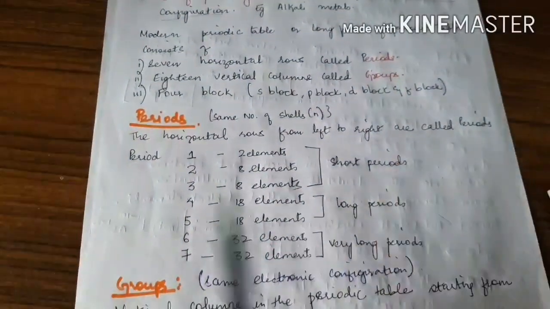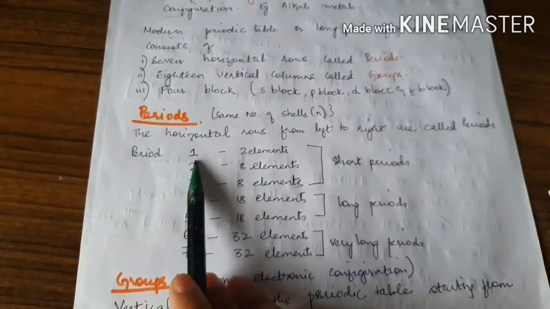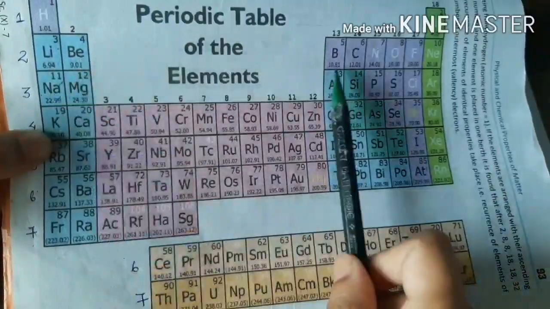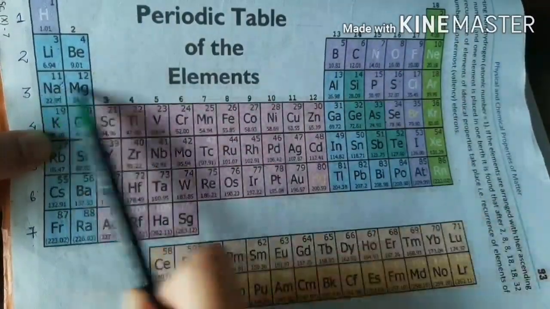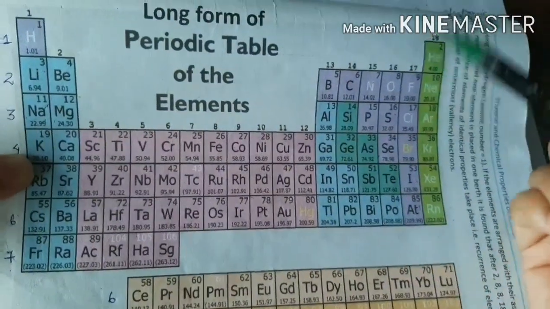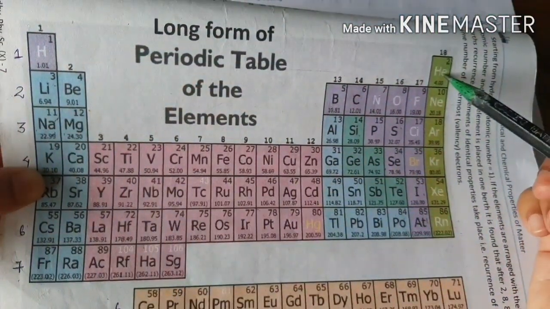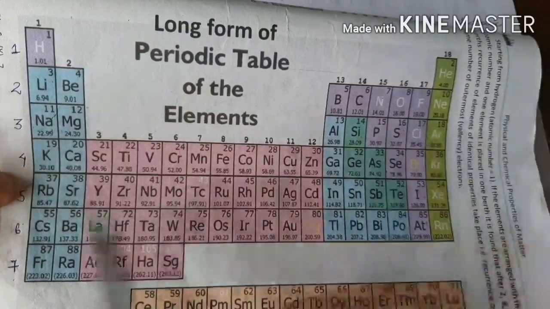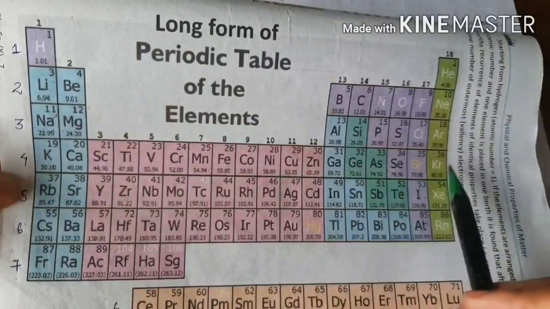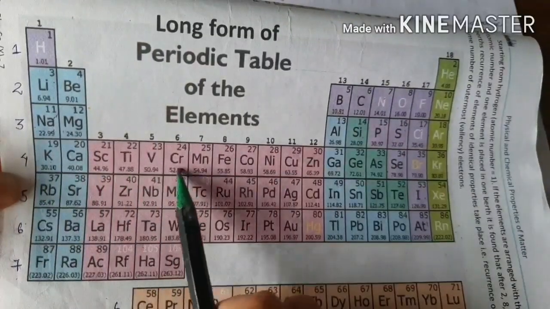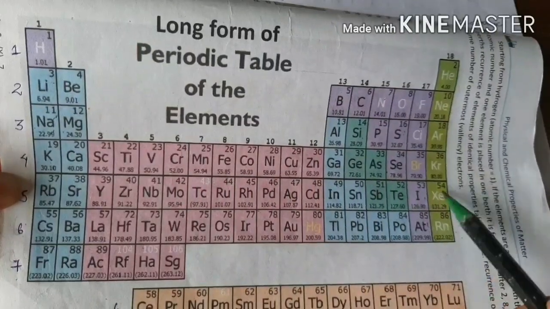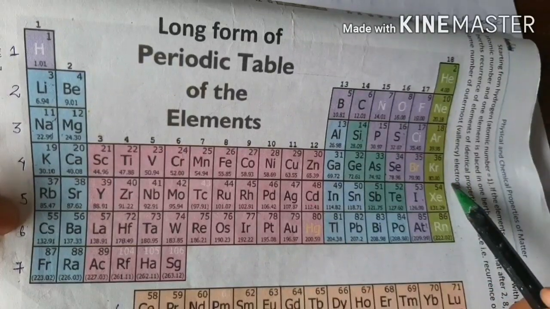Here, period 1 has 2 elements, as you can see. Period 2 has 8 elements, and the third also has 8 elements. That is why period 1 is called a very short period, as it has just 2. Periods 2 and 3 are called short periods. Then number 4 has 18 elements, and the fifth also has 18. They are called long periods.